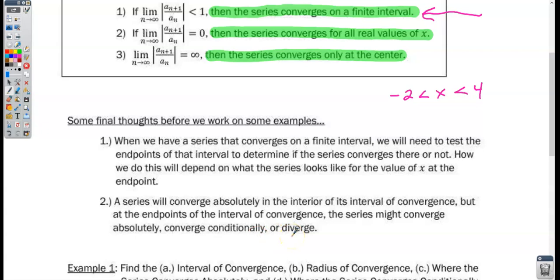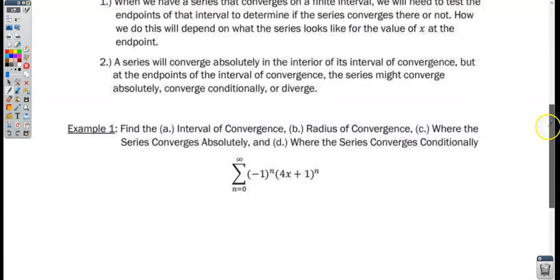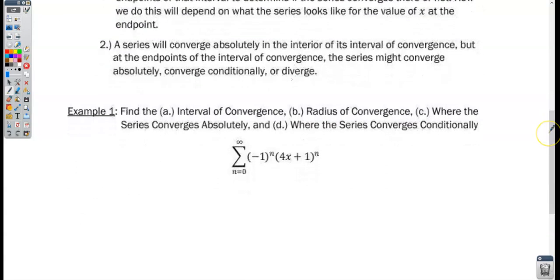All right, that's all the info. Let's get down to business and start looking at some examples. Example number 1, we are going to find the interval of convergence, the radius of convergence, where the series converges absolutely, and where the series converges conditionally for this series.